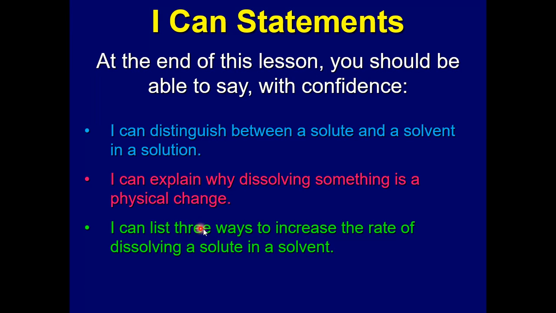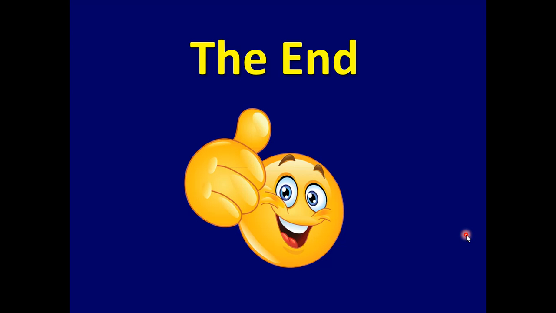All right, list three ways to increase the rate of dissolving a solute in a solvent. We can do it by increasing the temperature, increasing the surface area that's exposed to the solvent, and by stirring. All right, so that is the end of this PowerPoint.